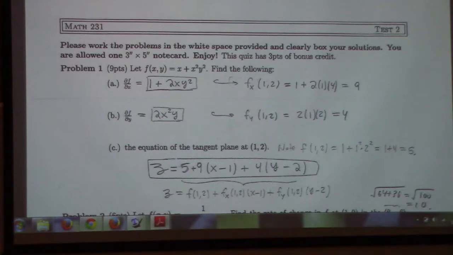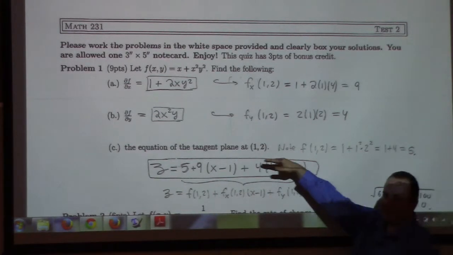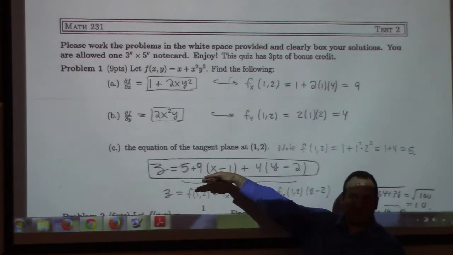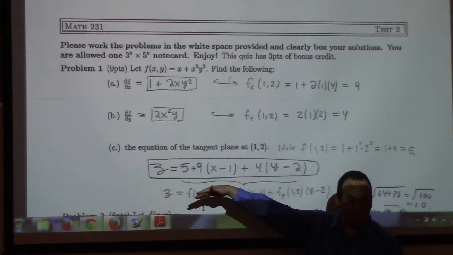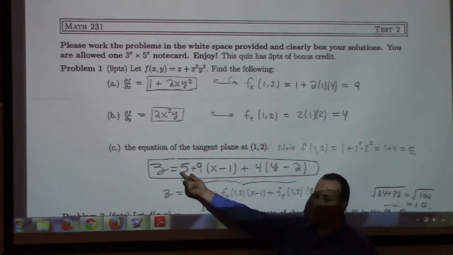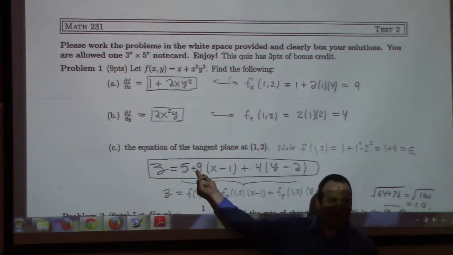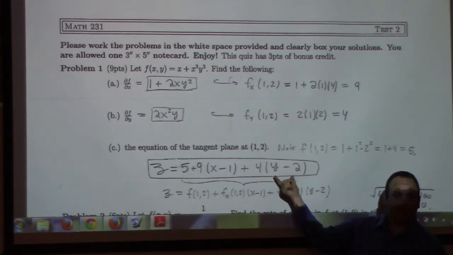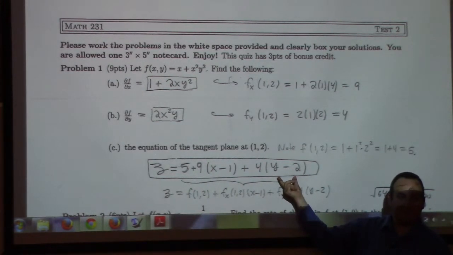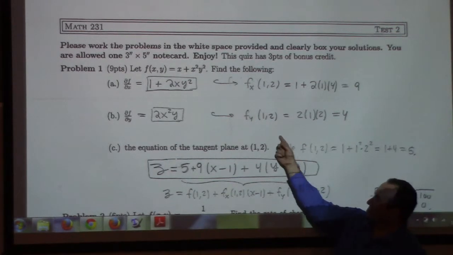I don't think so. But you do need to know this cold, right? If I give you a function of 2 variables and I say find the tangent plane at a point, you should know what you've got to do. Take f at the point plus fx at the point times x minus a plus fy at the point times y minus b. So you just plug in the point 1, 2.